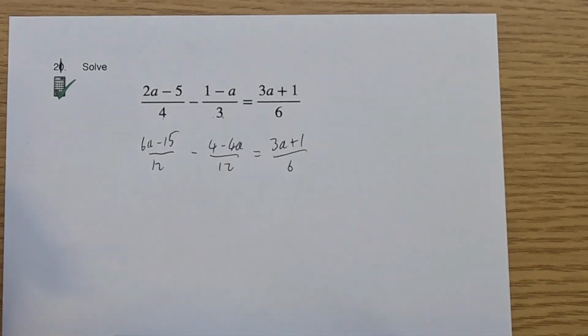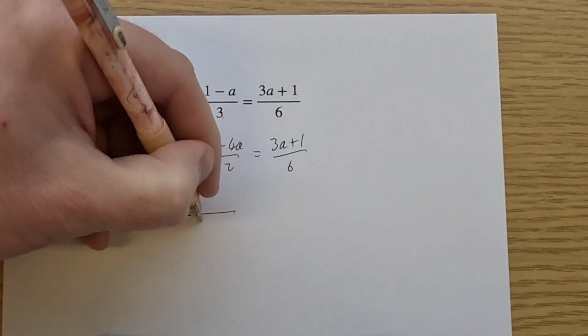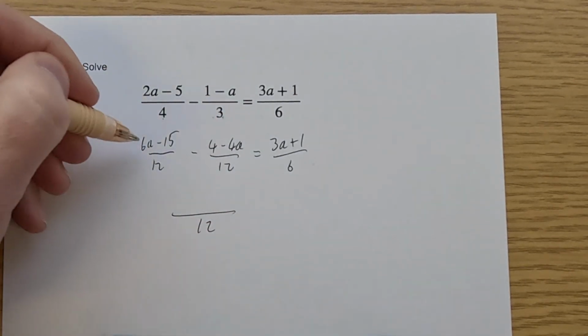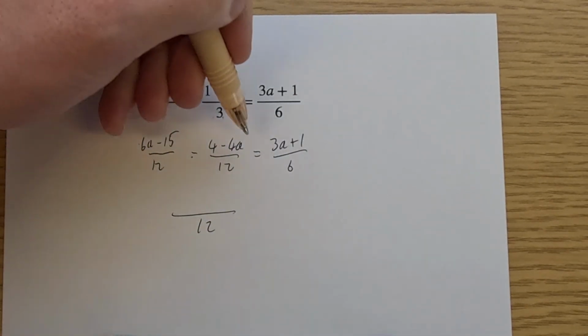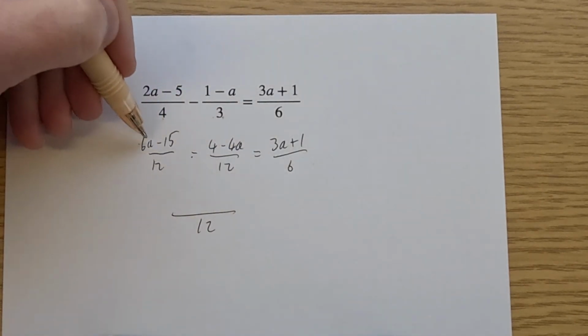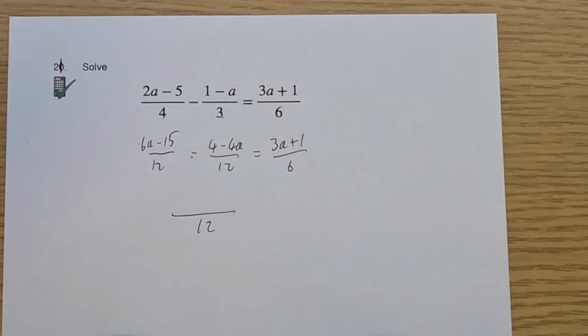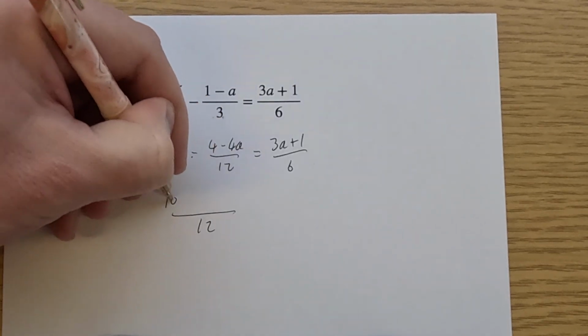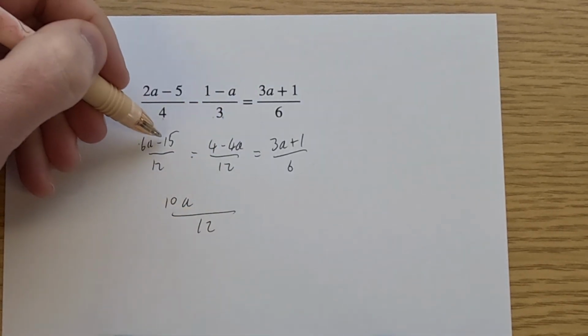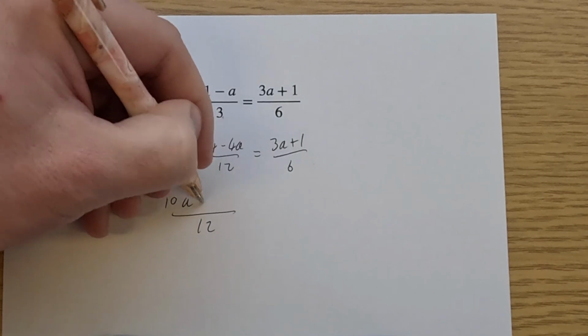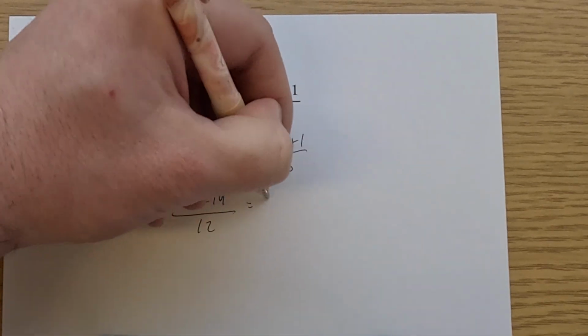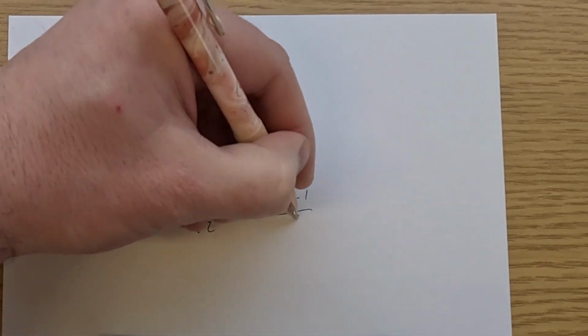Okay, so we've now got two fractions with 12 on the denominator, and we're taking them away. So that'll give us an answer with 12 on the denominator. 6a take away minus 4a, well, it's going to be 6a plus 4a, so we're going to add that on, so it's going to be 10a. And minus 15 minus 4, so it'll be minus 19. And that equals (3a plus 1) over 6.